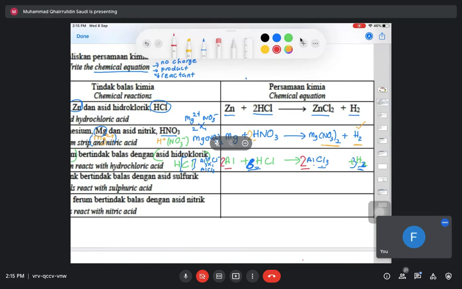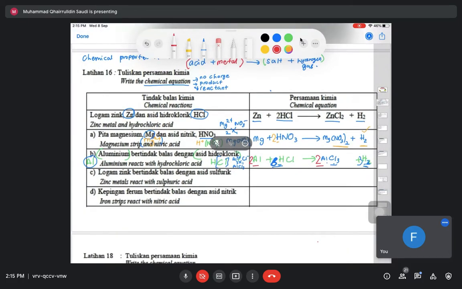Okay? So I know that you already got the pattern. So next I will just write down the answer. Zinc plus sulfuric acid, you will get zinc sulfate plus hydrogen, and it's already balanced. Next one is iron plus nitric acid, and you will get iron nitrate plus hydrogen gas. Should balance there. Then it's done. So that is how you write the chemical equation.